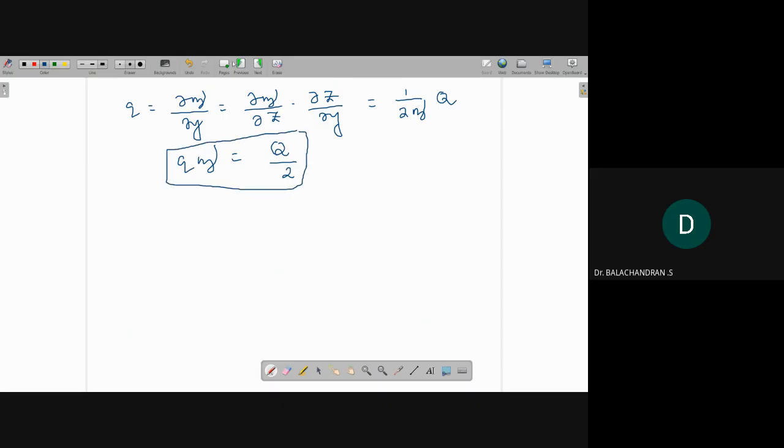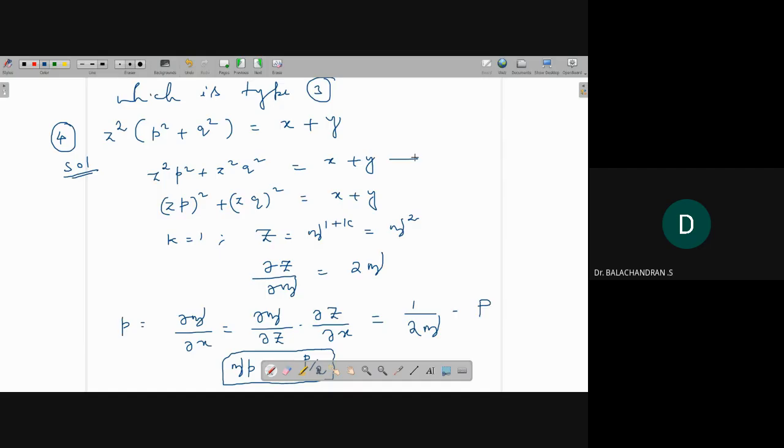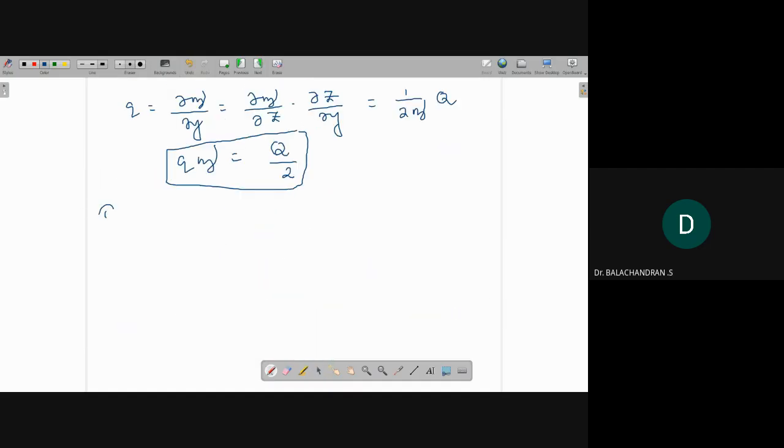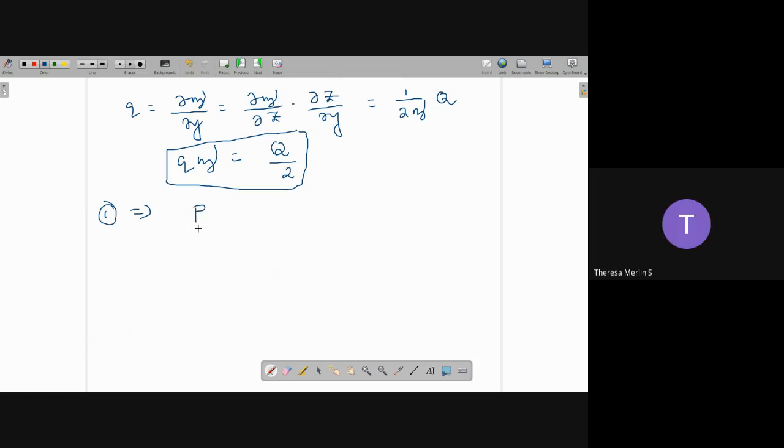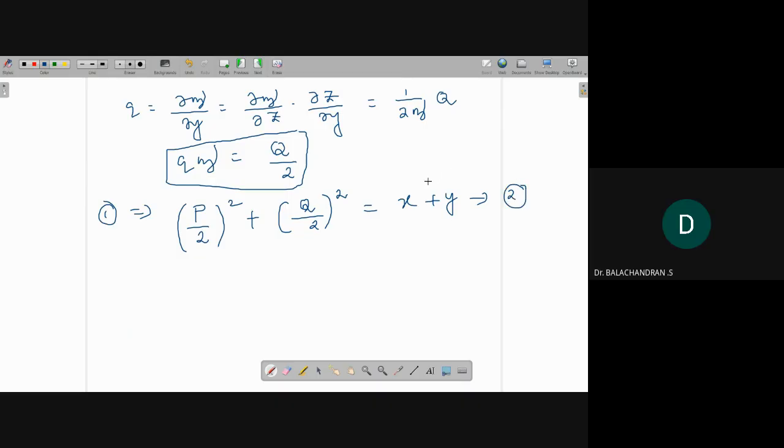Now equation 1 implies, which is equation 1? This is equation 1. What is equation 1 now? P by 2 whole square plus Q by 2 whole square is equal to x plus y, sir. Yes, P by 2 whole square plus Q by 2 whole square is equal to x plus y. I call this equation number 2. Now this is of the form of type 4. Okay, type 4.